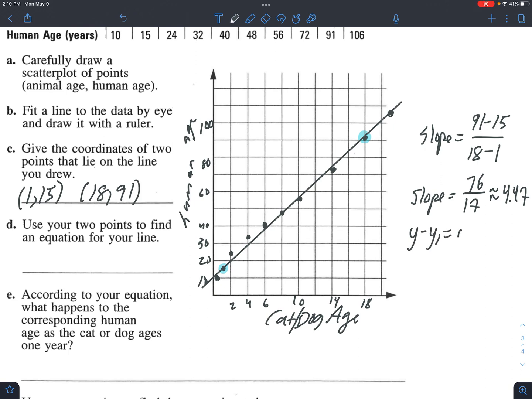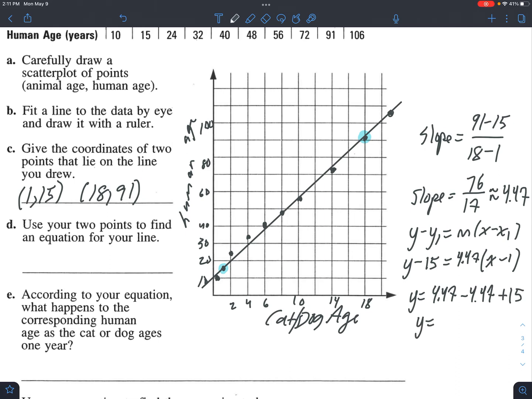So remember, once you have the slope and a point, you can use point slope form. All you do is plug in the y value that you want to use, the slope, and the corresponding x1. It doesn't say, but we're going to put this in y equals mx plus b. So I'll distribute and then add 15 to both sides, minus 4.47. So it's x. There's our equation. So this is the equation of that line of best fit that I drew.